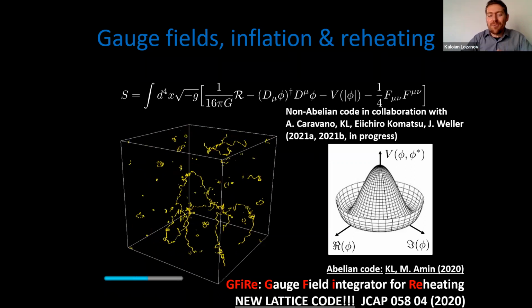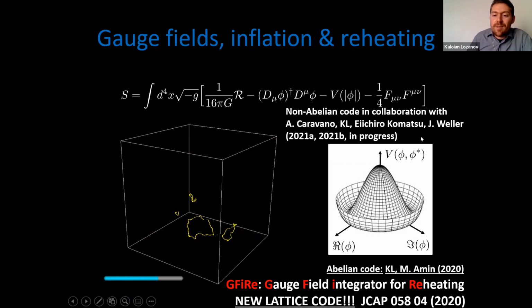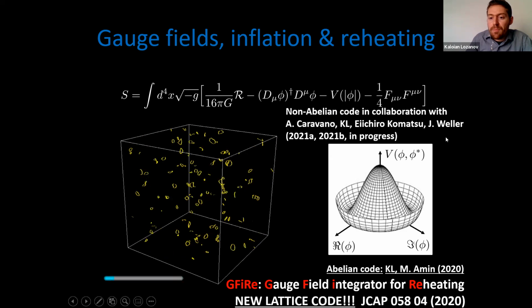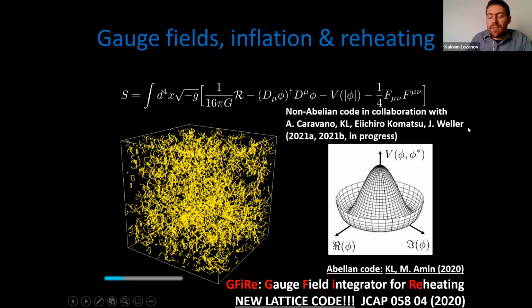And currently I'm trying to extend the abelian version of the code to study non-abelian problems, such as non-abelian backgrounds during inflation, which are known to give rise to non-trivial tensor metric perturbations and strong tensor non-Gaussianities. And on this non-abelian project, I'm collaborating with my previous employer, Eiichiro Komatsu, and members of his group at the Max Planck Institute for Astrophysics.